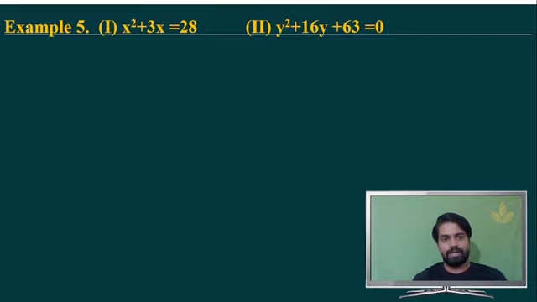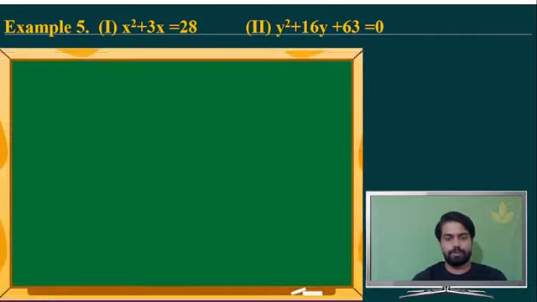Now we have a quadratic equation. All of us know how to solve a quadratic equation, but let me give you the shortcut. First, the actual method we'll see. x square plus 3x minus 28 equal to 0.